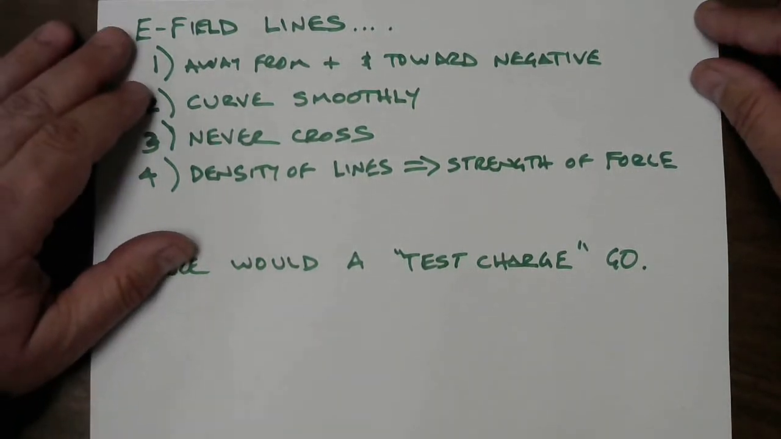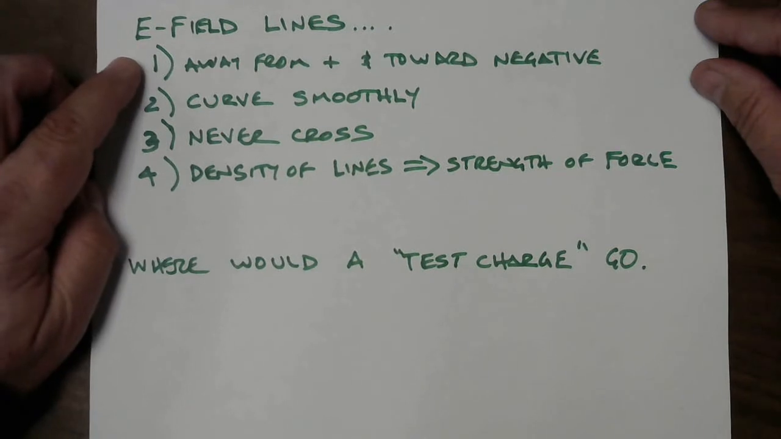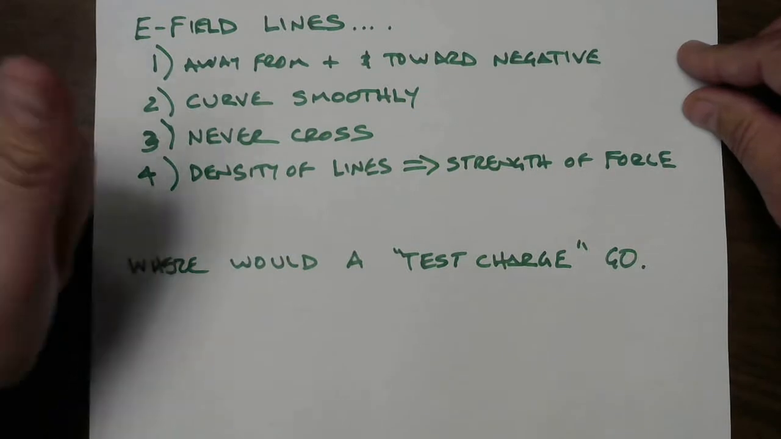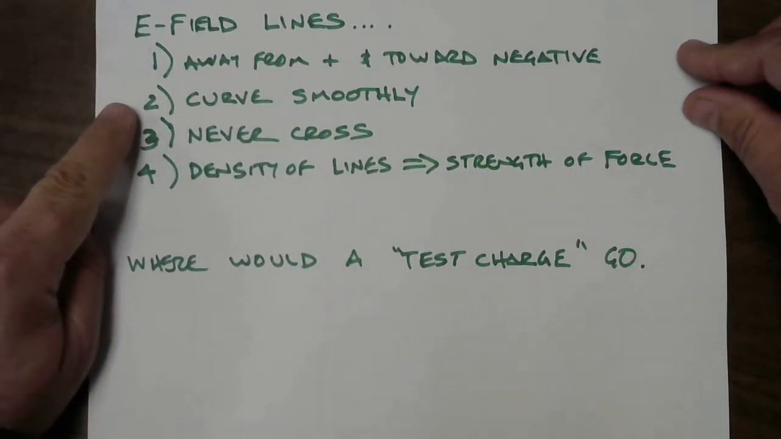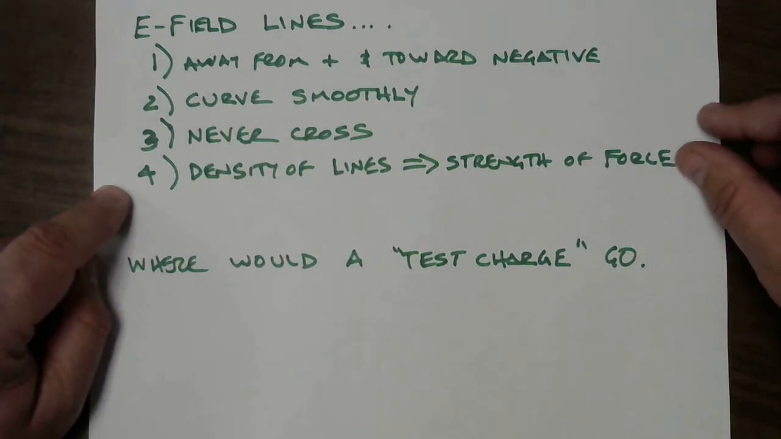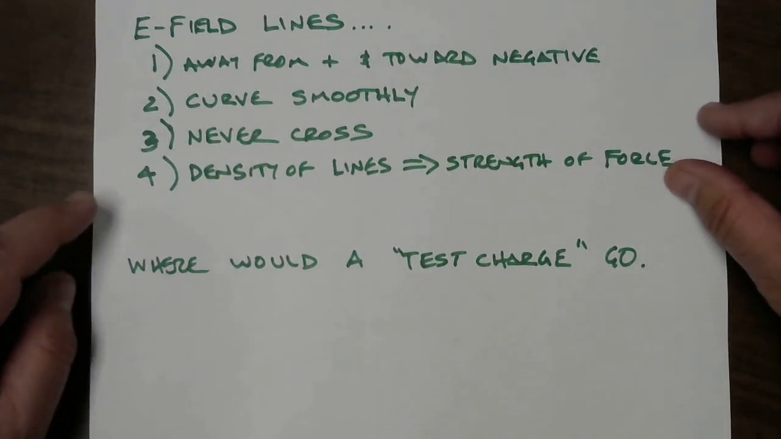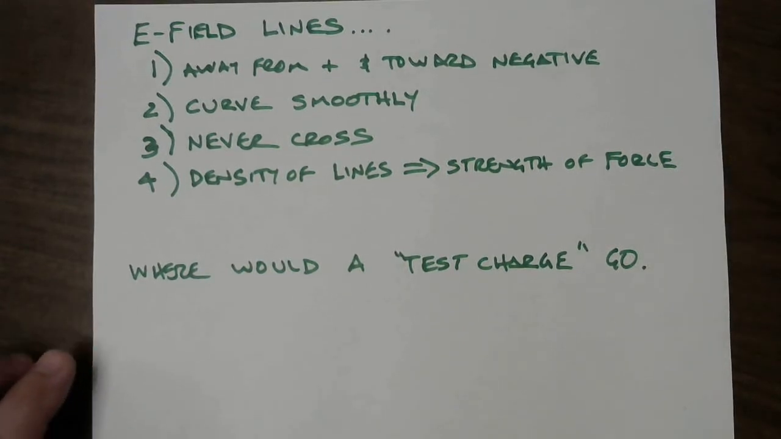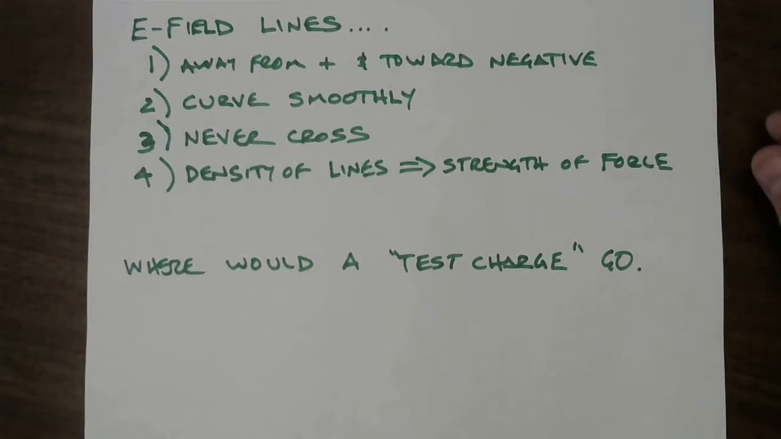The rules for electric field lines are that they always go away from positive charges and towards negative charges. So that's great. Symbol here, word here. Good job, Harmon. They curve smoothly. They never cross each other, and the density of lines indicates the strength of the force you would feel. And if you really want to know how to draw them, you just say, hey, where would a test charge go? So I have some prepared environments, and I think we should draw some electric field lines for these environments.